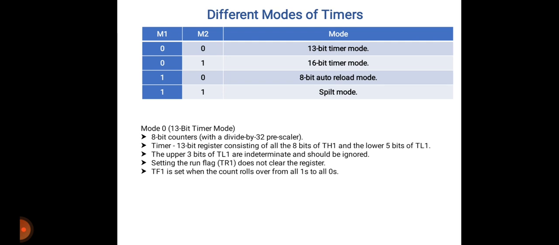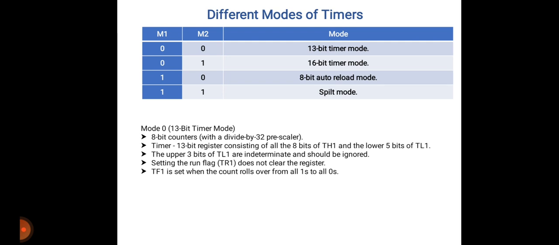Both timer 1 and timer 0 in mode 0 operate as 8-bit counters with a divide-by-32 prescaler. This means the timer register is configured as a 13-bit register consisting of all 8 bits of TH1 and the lower 5 bits of TL1. The upper 3 bits of TL1 are indeterminate and should be ignored. Setting the run flag, TR1, does not clear the register.